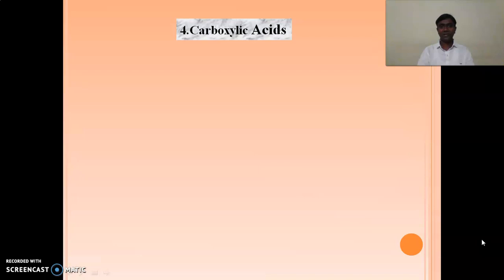Then we move towards the next chapter, that is carboxylic acids. Again, also a very important chapter, and in this the first point we will discuss is the acidity of carboxylic acids. The next point is effects of substituents on acid strength. See here, different substituents get attached to the carboxylic acids, for example, electron donating substituents or electron withdrawing substituents. On the basis of attachment of these two different types of substituents, we can find out the acidic nature of carboxylic acids. So all these points we will discuss in the point of effects of substituents on acid strength.